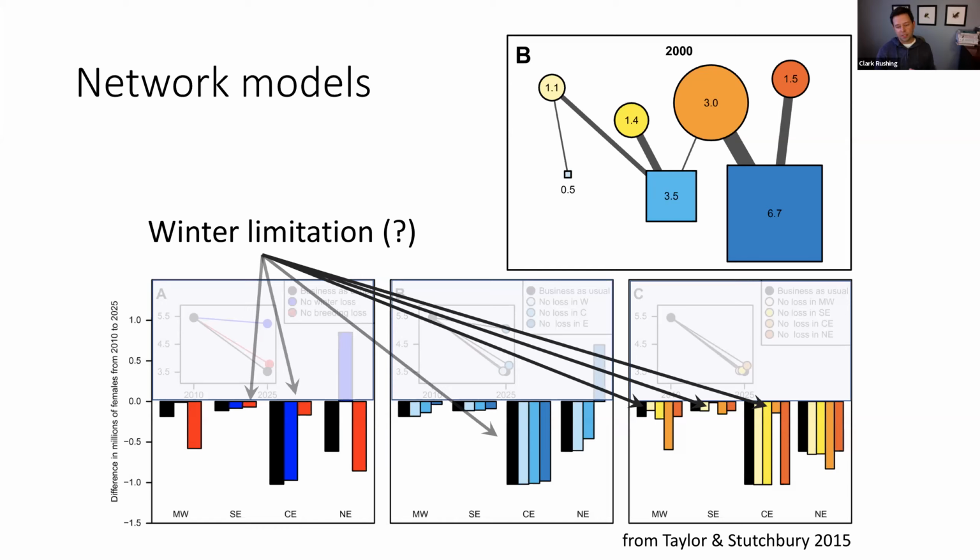So I think this paper points to the complexity of limitation, and that, as has been brought up in a number of talks, it oftentimes doesn't make sense to think of limitation at the species level. It's really at the population level, and some populations are probably winter limited and some are probably breeding limited.